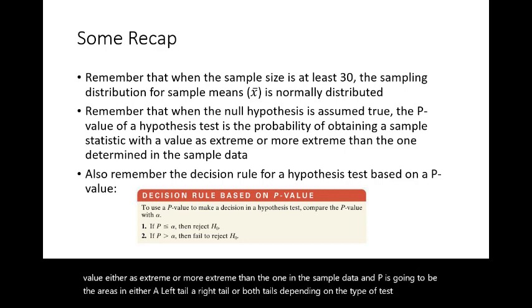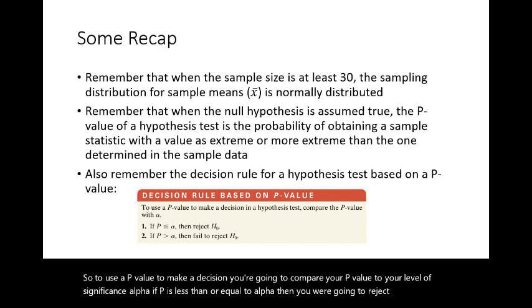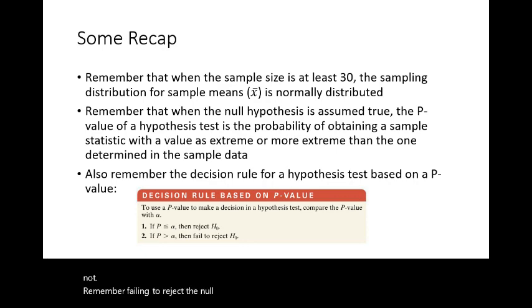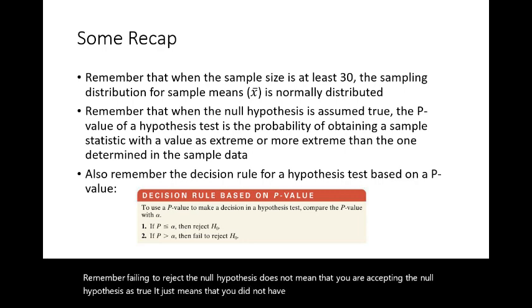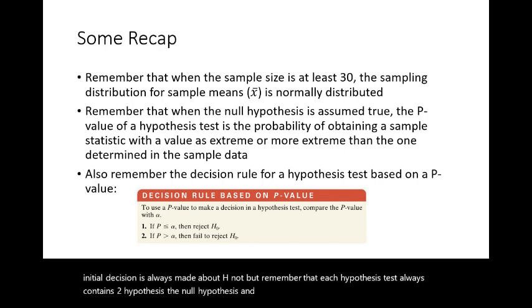So to use a p-value to make a decision, you're going to compare your p-value to your level of significance alpha. If p is less than or equal to alpha, then you are going to reject the null hypothesis H0. If p is greater than alpha, you are going to fail to reject the null hypothesis H0. Remember, failing to reject the null hypothesis does not mean that you are accepting the null hypothesis as true. It just means that you did not have enough evidence to prove it false. Also, the initial decision is always made about H0, but remember that each hypothesis test always contains two hypotheses, the null hypothesis and the alternate hypothesis HA.